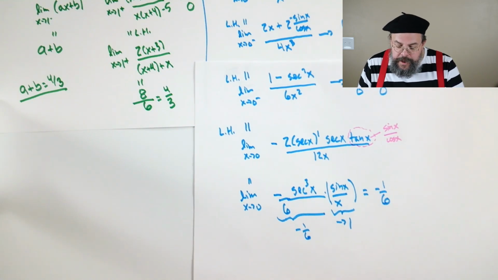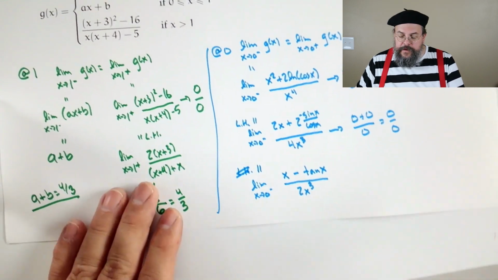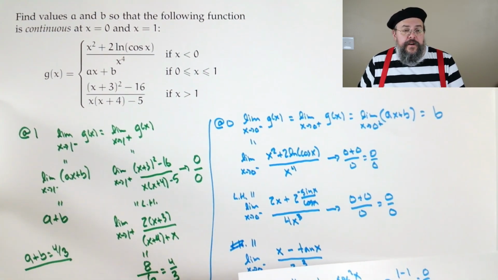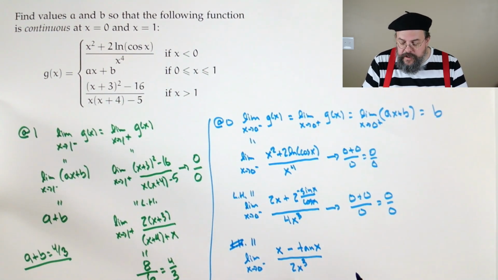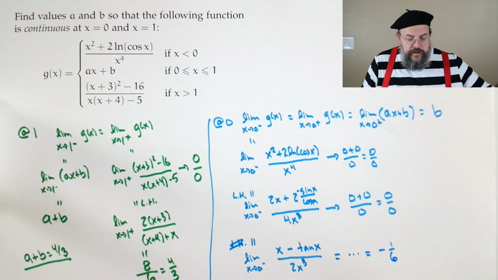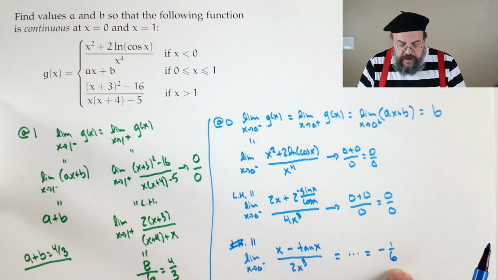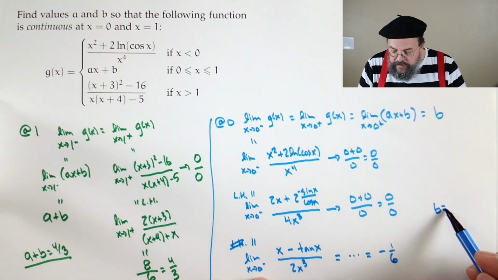Now, working our way back, what is that? Well, if you work it all the way back, we saw, lo and behold, from our work on our other page, negative 1/6. And so that tells us that b here is negative 1/6. So b equals negative 1/6.